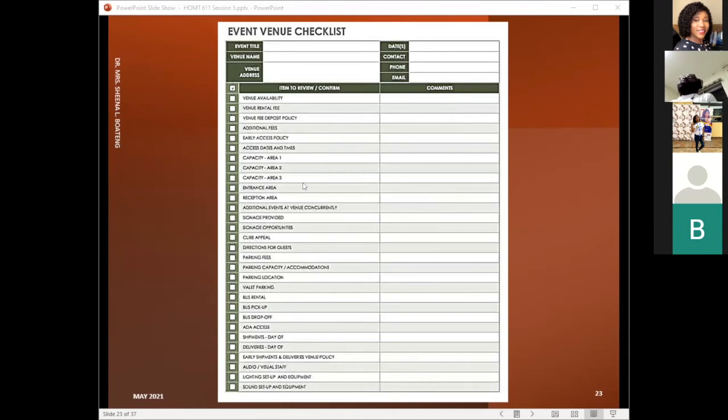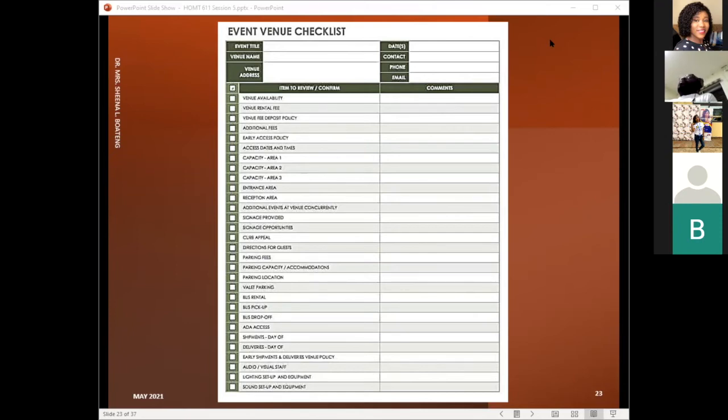You can also see that they have included in the checklist the capacity of the different areas, right? So they need 3 different areas to host their events, and it has to have capacity enough to host all the attendees that they are planning on bringing. Please, can we see that?